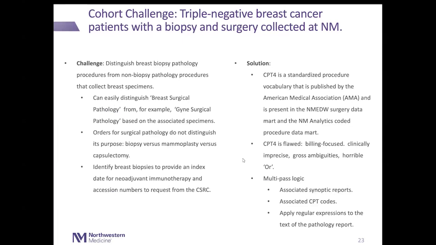Unfortunately, the orders for surgical pathology do not distinguish its purpose, whether it's a biopsy versus other kinds of breast interventions. We want to identify breast biopsies to provide an index date for the neoadjuvant chemotherapy, and also because we want to get the accession numbers of the biopsies to request from the clinical specimen release committee.